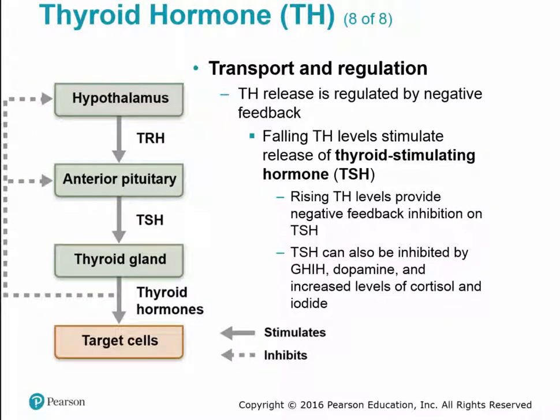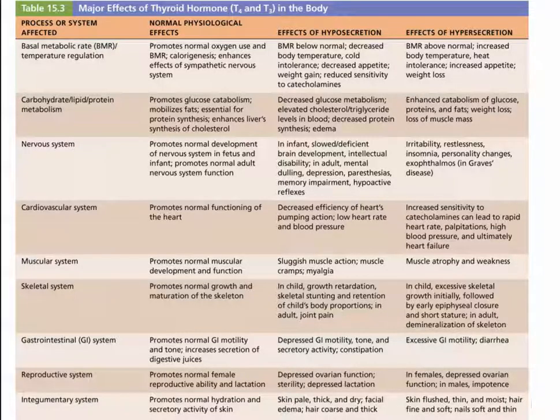Thyroid hormone is just like a lot of the other hormones we've already talked about in that they operate under a negative feedback mechanism. So falling thyroid hormone levels would stimulate release of thyroid stimulating hormone. Once thyroid hormone levels rise back up to homeostatic levels, then we would undergo negative feedback to turn off that thyroid stimulating hormone and the thyrotropin releasing hormone from the hypothalamus. So this is a table showing some major effects of thyroid hormone in the body.